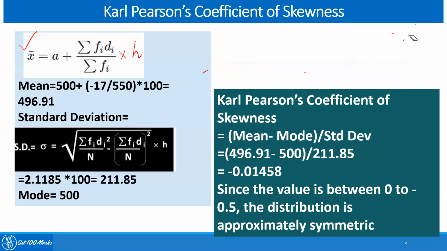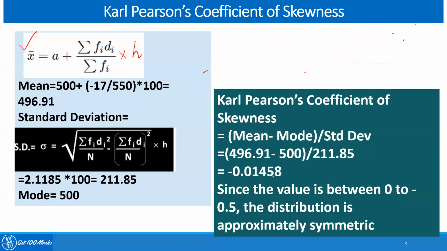Now, if you remember, the formula is mean minus mode divided by standard deviation. So 496.91 minus 500 divided by 211.85, and the value is coming as minus 0.01458.